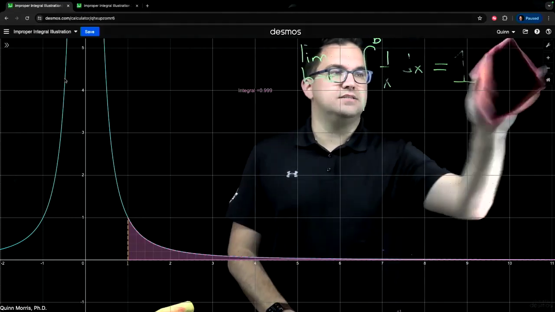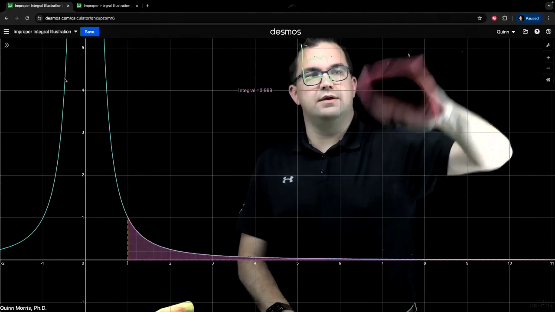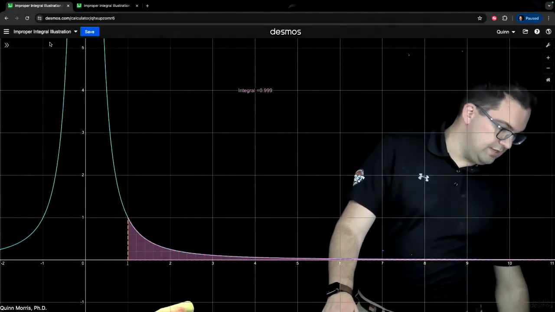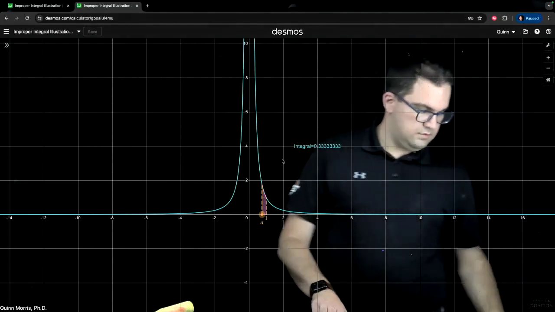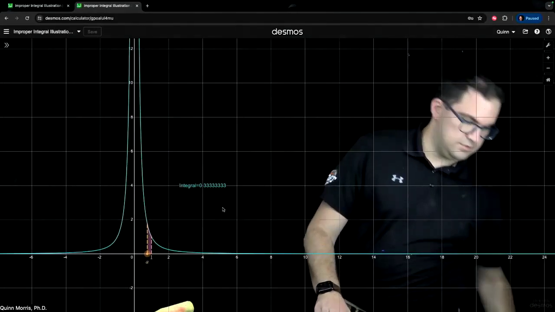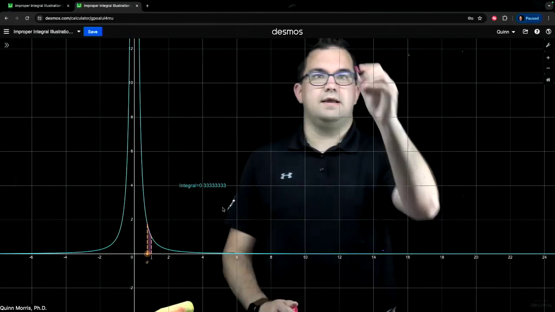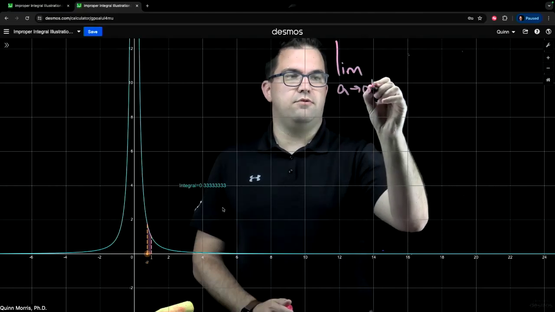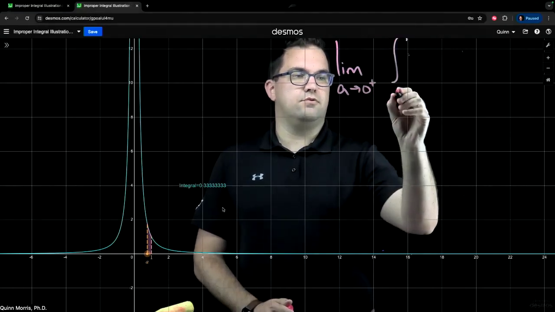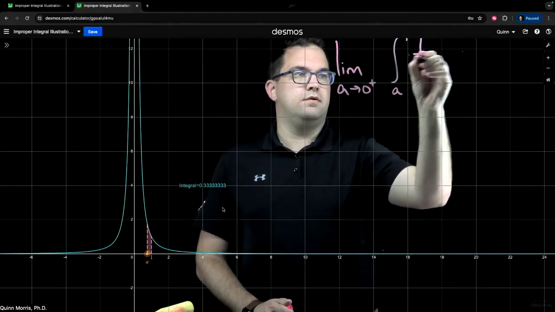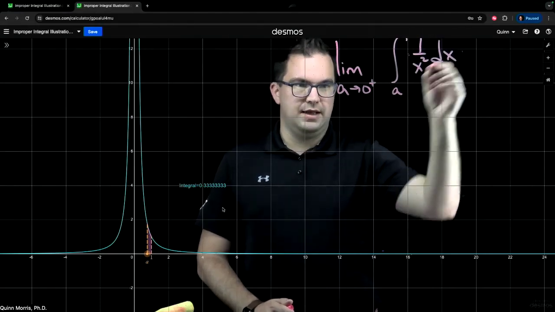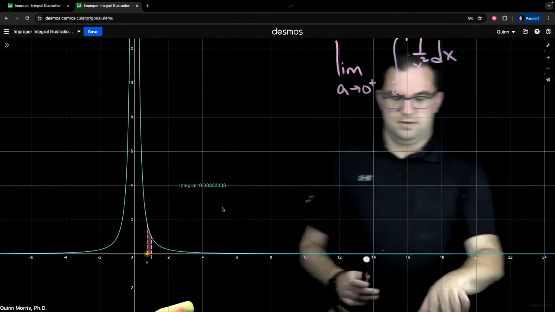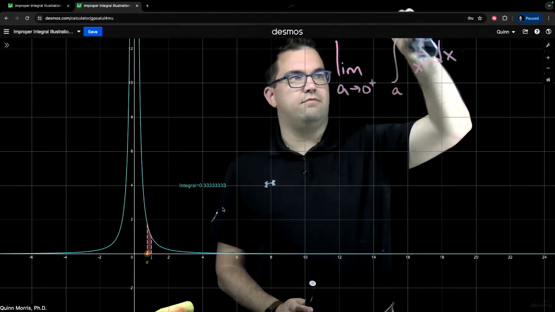Let's then look at the other case as well to think about geometrically what's going on there. So in the other case, here I'm looking at the limit as a approaches 0 from above of the integral from a to 1 of 1 over x squared dx. Sorry, I think maybe this upper limit of integration got cut off there.